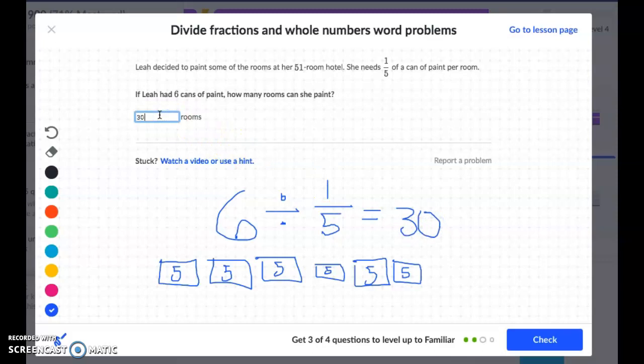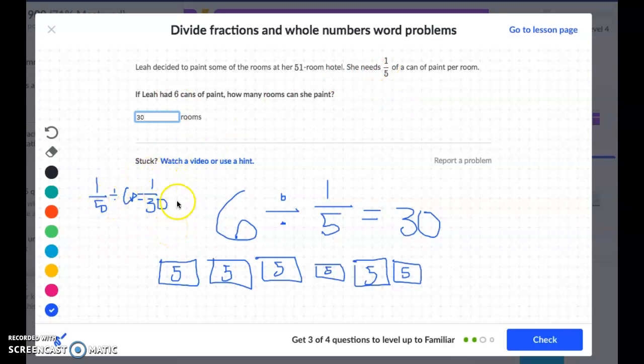Now, if you happened to mix these numbers up and you accidentally made the mistake of thinking it was 1/5 divided by 6, your answer here would be 1/30th. And that's where we want to use that number sense and think, would that make sense if a room only takes less than a can of paint, and then you're telling me she has 6 cans of paint and she can only paint 1/30th of a room.